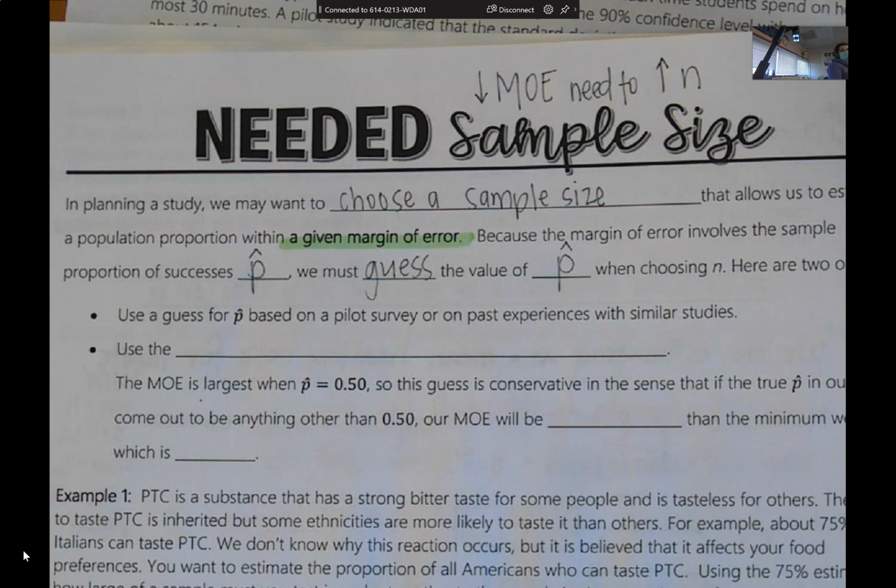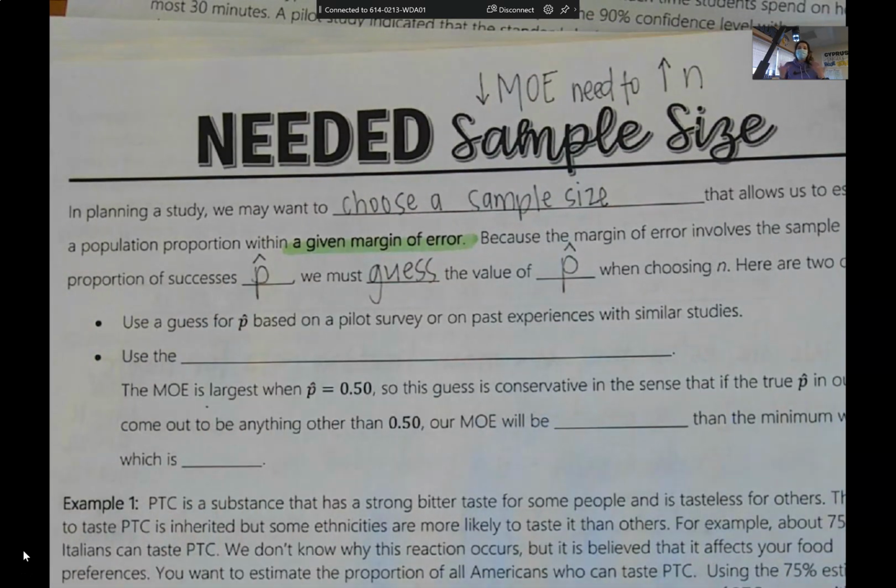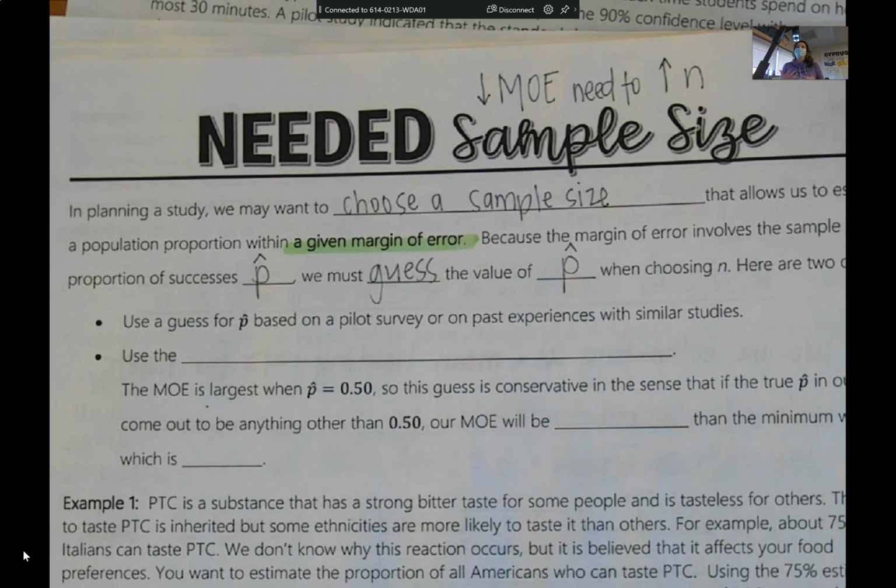Okay, so we want to take a sample. And when we take this sample, we're going to be calculating p hat. But in order to figure out what sample size we need, that calculation involves p hat. We don't have p hat yet. That's what we're trying to get. So what can we use for p hat? Well, we have a couple of options.